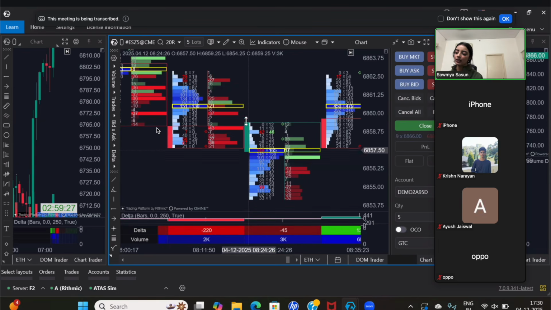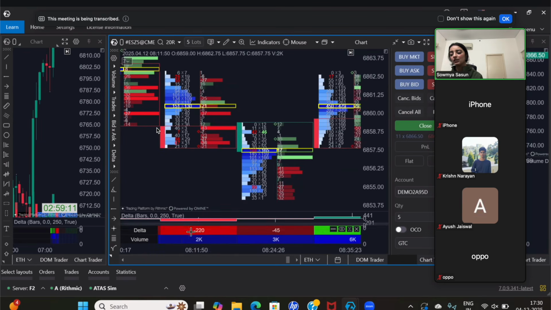This green candle had an excess of sellers as compared to buyers, and the net sellers exceeded by 45 level. Let's go to the previous one. We have a red candle. The delta is 220. We had 220 more sellers as compared to the buyers.